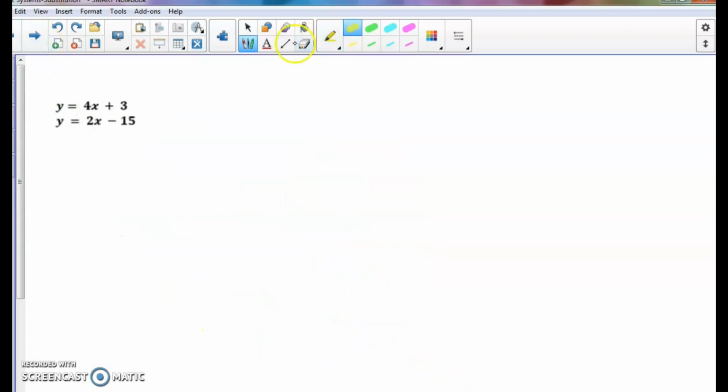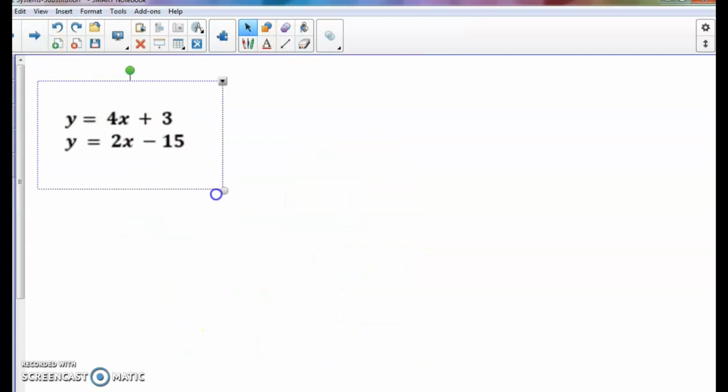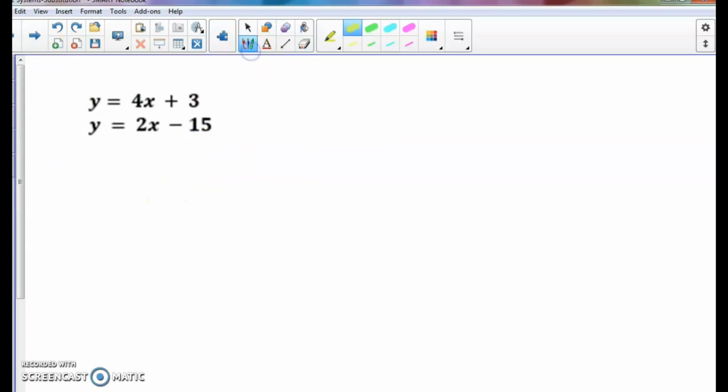So let's see another one. So example 3. Go ahead and write out this system. We have y equals 4x plus 3, and y equals 2x minus 15.